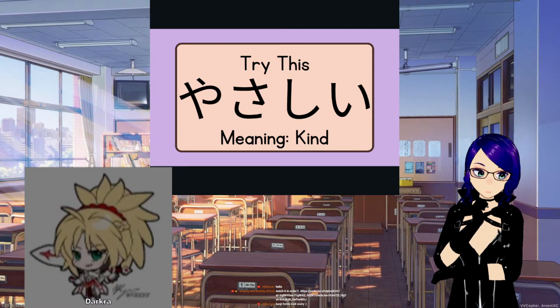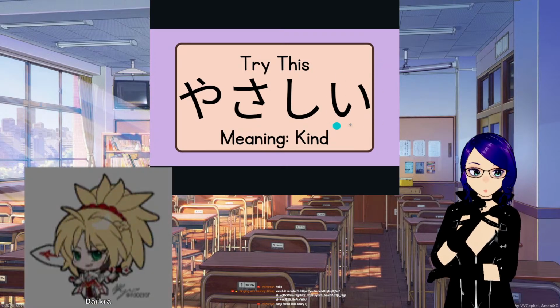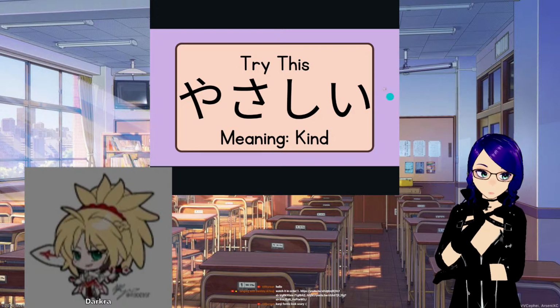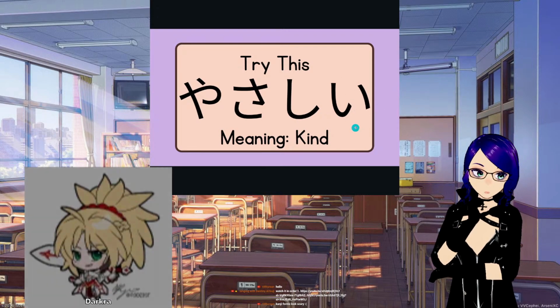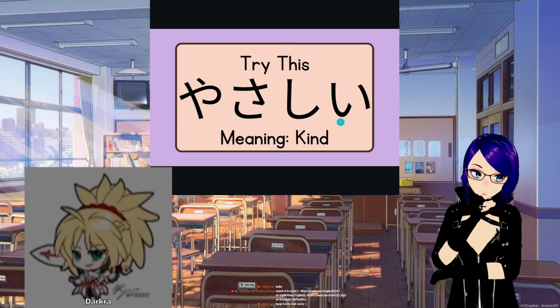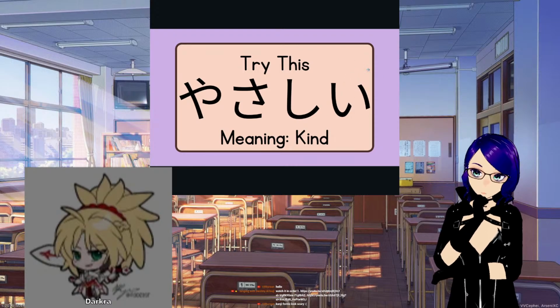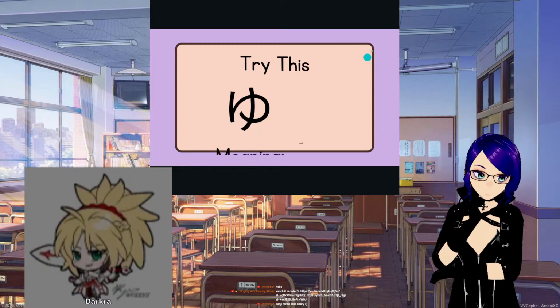Okay, anyways, the word for kind. Yasashi. Recognize that there's an I behind here. This I here tells you that this is actually an adjective. So most adjectives in Japanese either end with an I or E sound. That's how you know. Alright, next one.